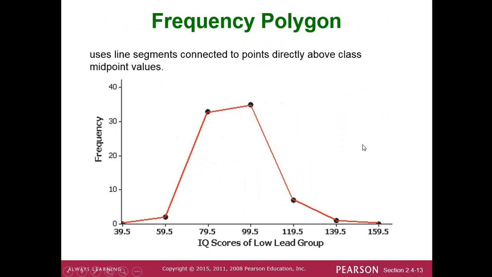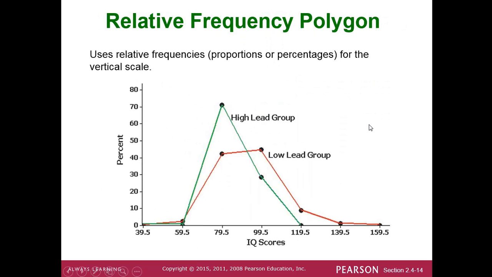Let's say a frequency polygon. This is where we would have our class midpoint values, kind of plot those points for the frequency of each one and then connect it. Just a different way of representing the frequencies of classes. Or we could do percentages as well and do a relative frequency polygon.